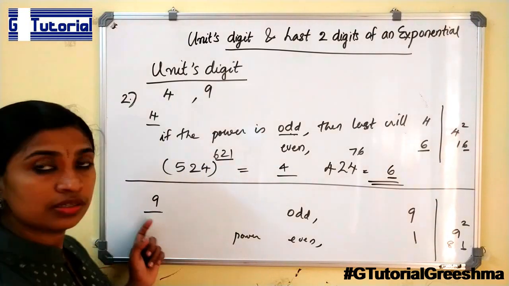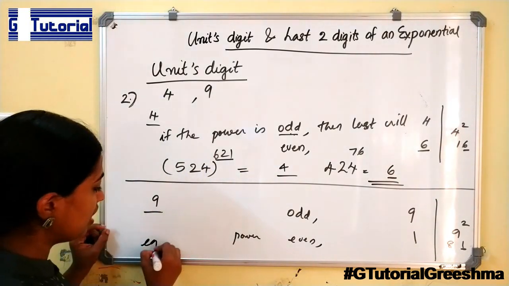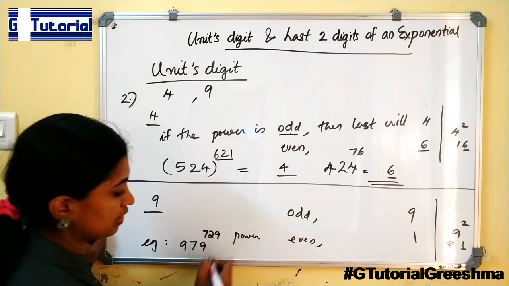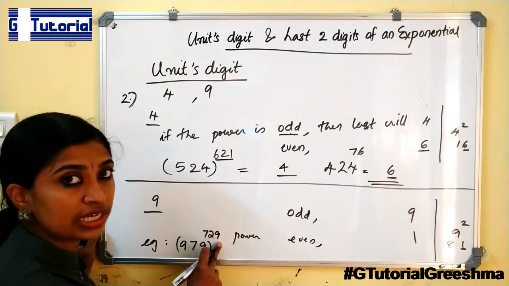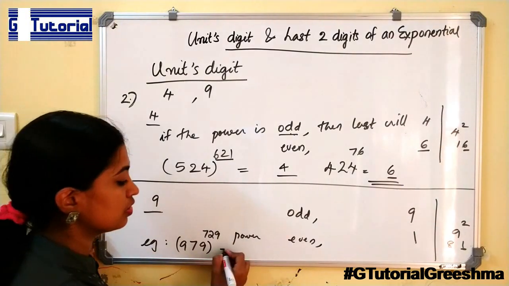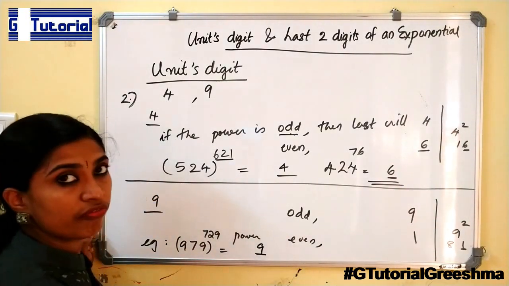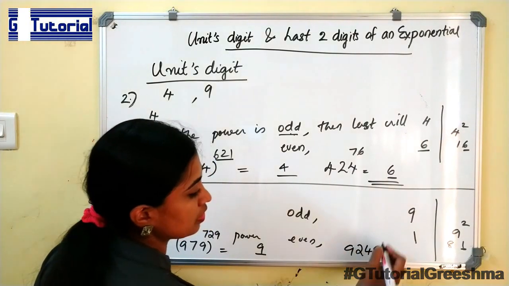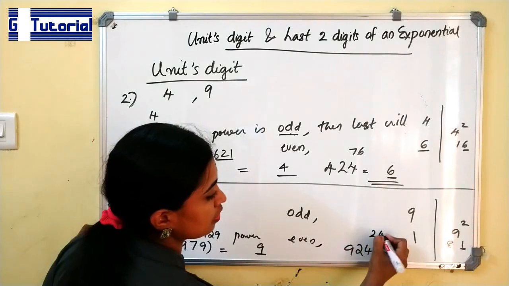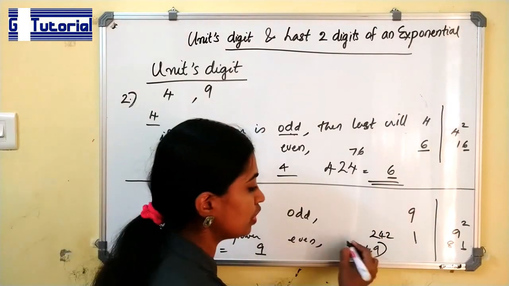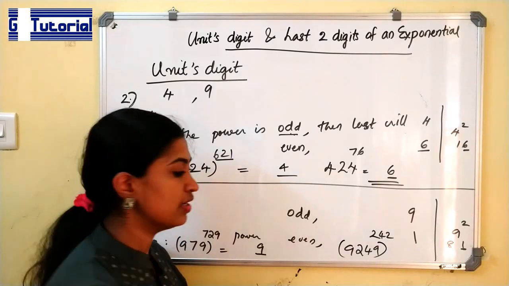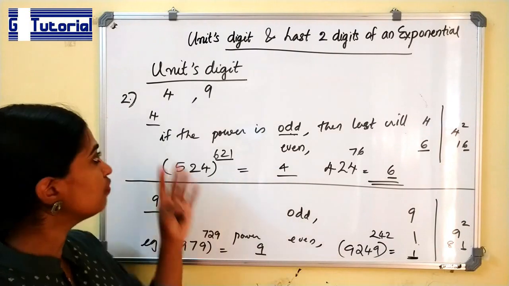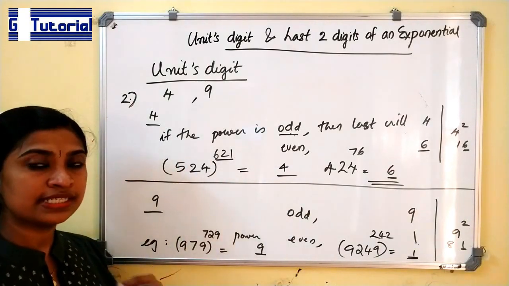Next question. We can consider the case of 9. 979 raised to 729. The power 729 is odd, so the ending digit will be 9 itself. Next, 9 raised to 242. Here 242 is an even number, that is the power is even, so the ending digit will be 1. I think you are clear with 4 and 9. Next, let us see some other cases.